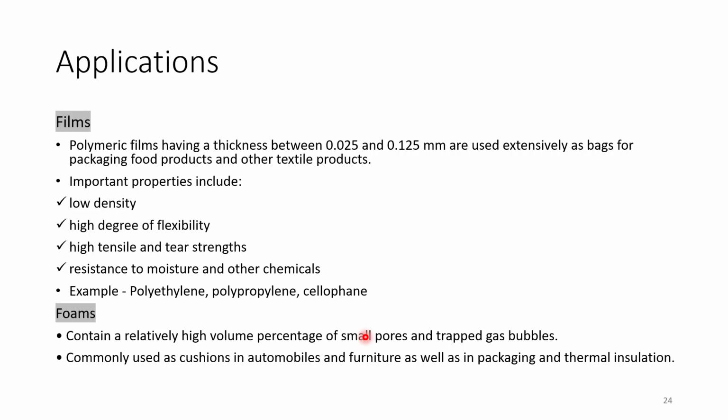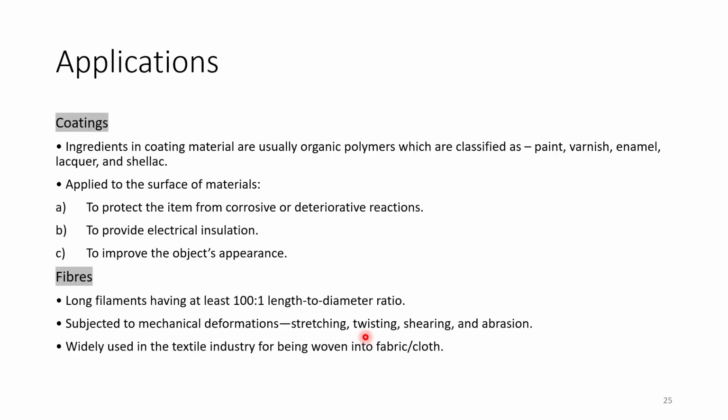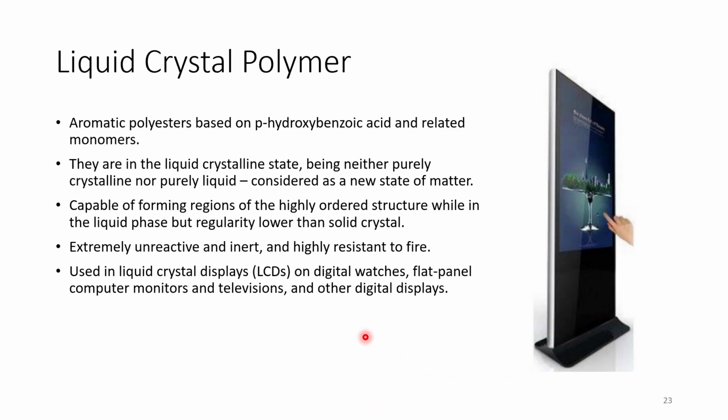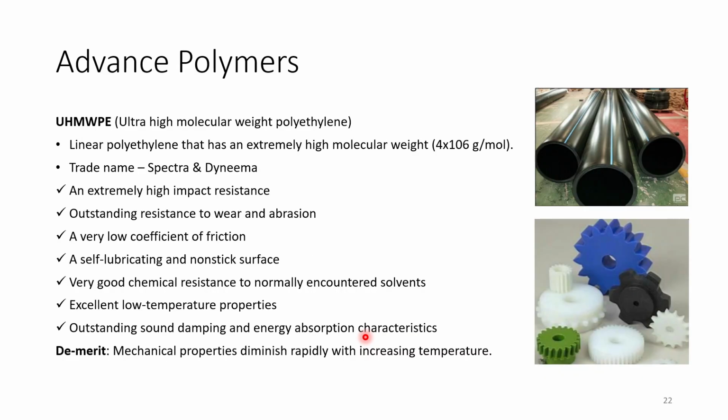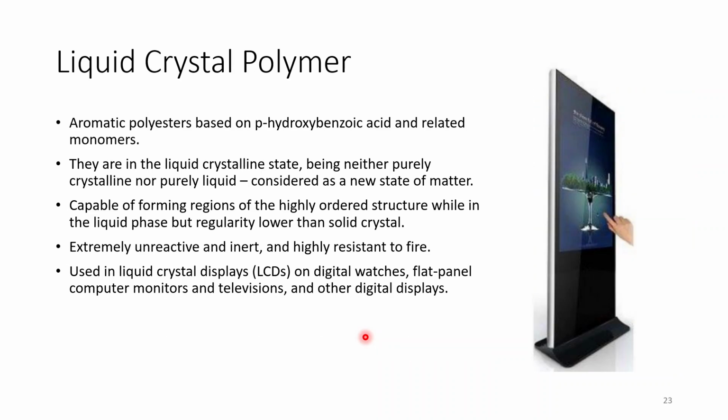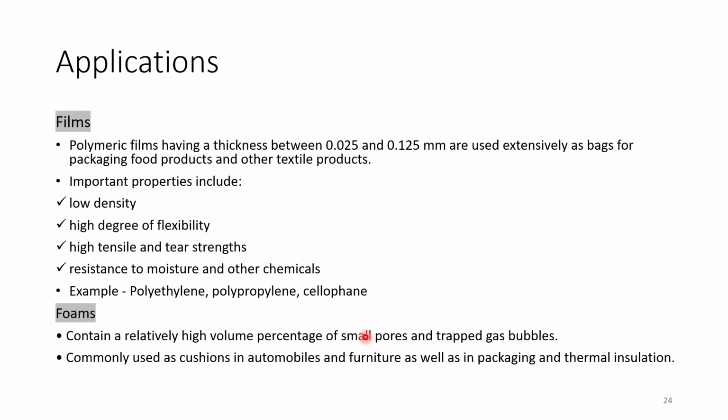Next are some of the applications of polymers. First is in making films, foams, coatings, fibers and adhesives. These are the divisions based on the applications, and the previous one was for the advanced type of polymers. Okay, so in case of films, you have polymeric films which have thickness between 0.025 to 0.125 mm, which are used extensively as bags for packaging food products and other textile products.